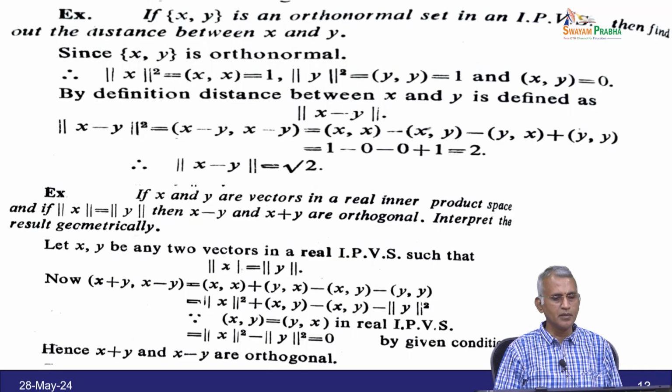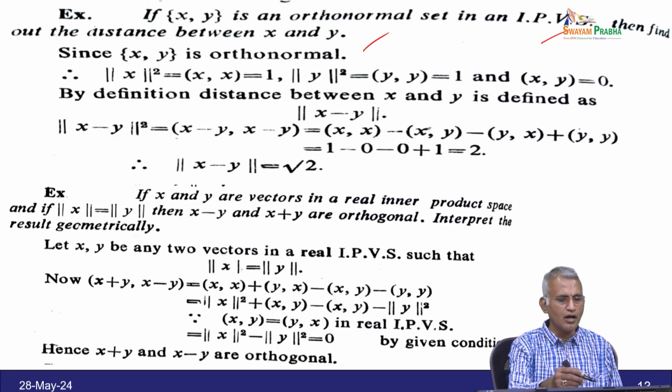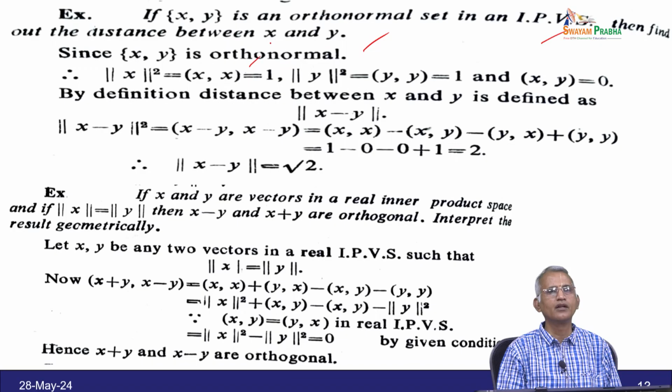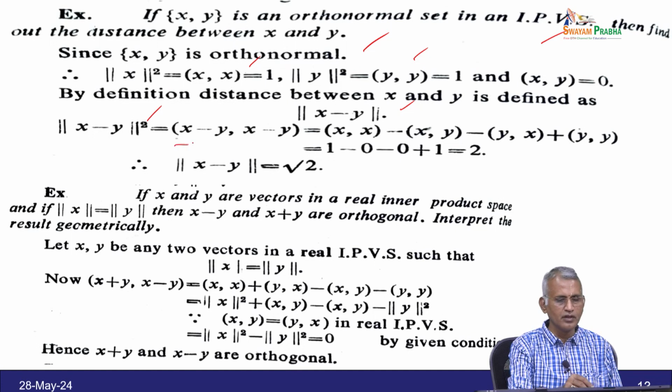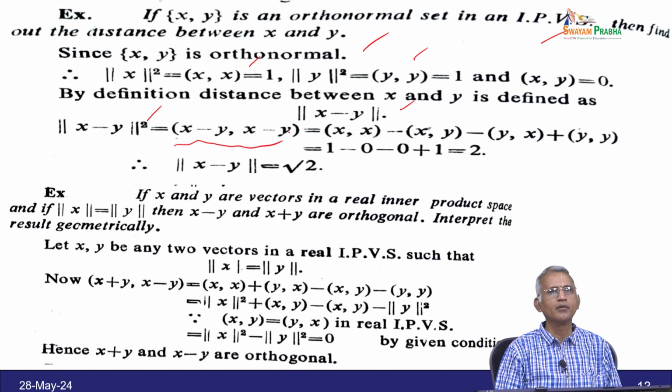Next example: if x comma y is an orthonormal set in an inner product vector space, then find the distance between x and y. Since x comma y is orthonormal, norm of x square is inner product x comma x equal to 1, norm of y square is inner product y comma y equal to 1. This implies inner product x comma y equals 0. So, by definition, the distance between x and y is norm of x minus y, and norm of x minus y square equals inner product of x minus y comma x minus y.